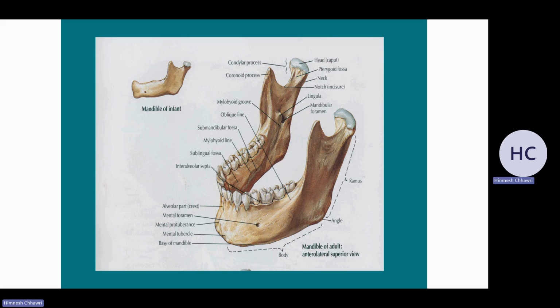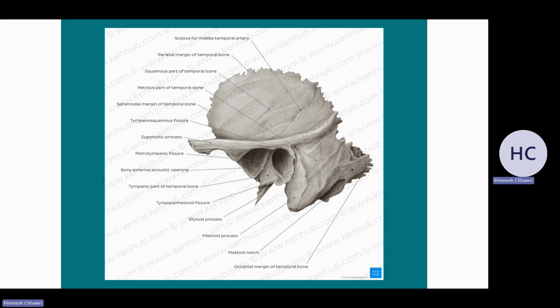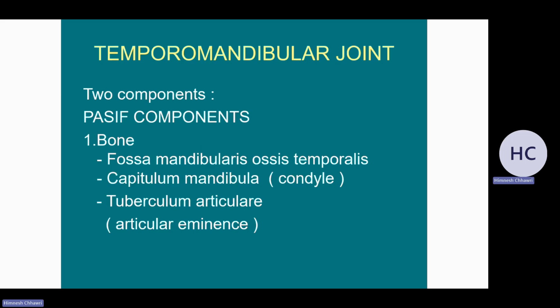And the two main things which are involved in the TMJ are, for the mandible, the condylar process, and for the temporal bone, the mandibular fossa. That is, the condylar process fits into the mandibular fossa. So the TMJ has two main components. It has a passive component and an active component. The active component, by name you can guess, is the part which is responsible for moving the TMJ.